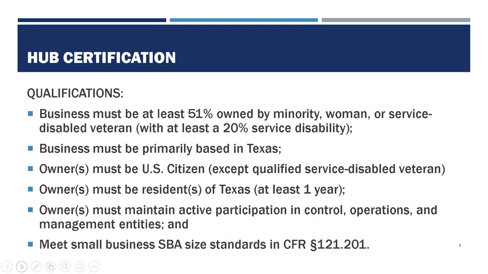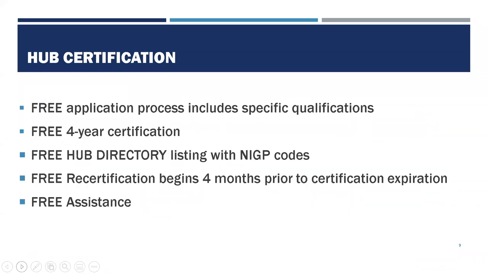What that means is the owners have to make the day-to-day decisions of the business. They are the ones that we need to make sure make those contract decisions and the best decisions for the success of that business. The hub businesses must also meet the Small Business Administration size standards. We use those size standards to be sure that the small business meets its qualifications. Next slide, please.